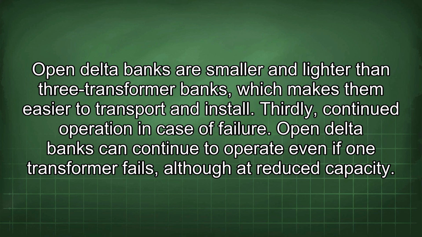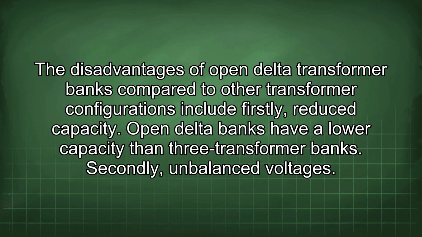Thirdly, continued operation in case of failure. Open delta banks can continue to operate even if one transformer fails, although at reduced capacity. The disadvantages of open delta transformer banks compared to other transformer configurations include, firstly, reduced capacity. Open delta banks have a lower capacity than 3-transformer banks.